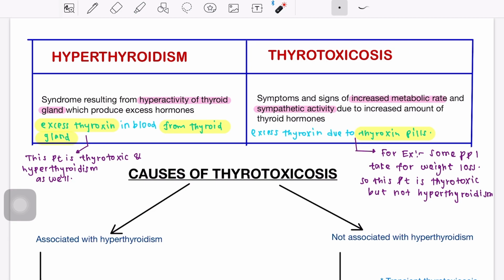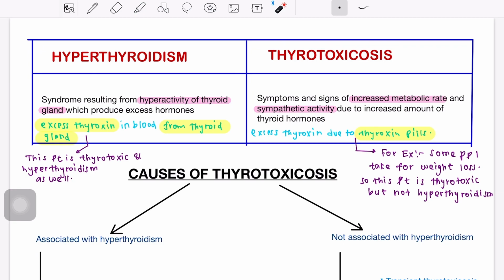But in thyrotoxicosis, the definition is the symptoms and signs of increased metabolic rate and sympathetic activity due to an increased amount of thyroid hormones. I mean the excess amount of thyroxine in the blood, which can be due to thyroxine pills. It can be from exogenous causes. For example, some people take thyroxine pills for weight loss. So this patient is thyrotoxic but not hyperthyroid. So you can understand the main difference.